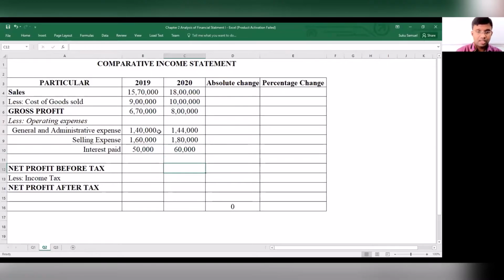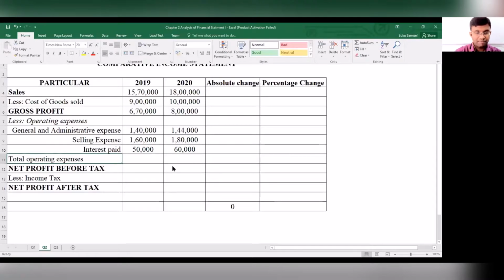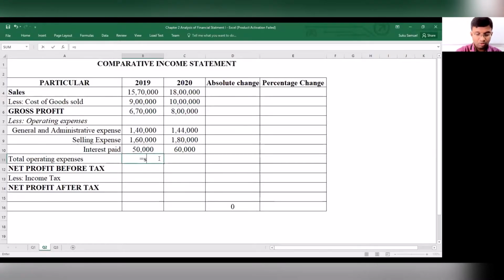Now when you add up all this together, you will get your total operating expense. So let's just quickly add up all this together. When you add up all this together, it works out to be 3,50,000 for 2019. For 2020, it is 3,84,000.